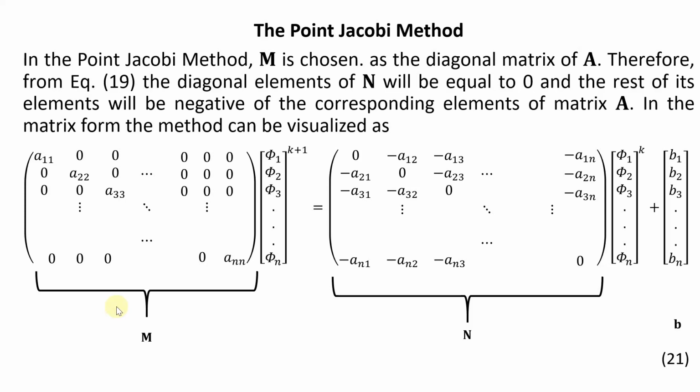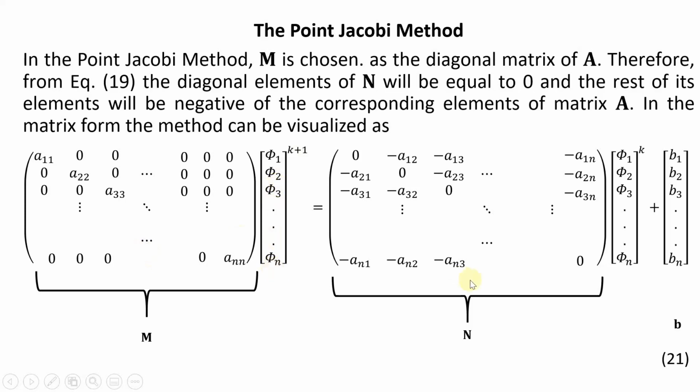So we'll start from the unknown at the first node. We call this, say, phi 1. Once we obtain phi 1 in the k plus 1 iteration, we shall move to phi 2 in the k plus 1 iteration, likewise phi 3 in the k plus 1 iteration, and likewise at the end it will be phi n in the k plus 1 iteration.